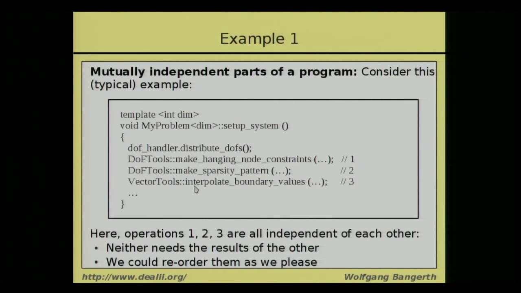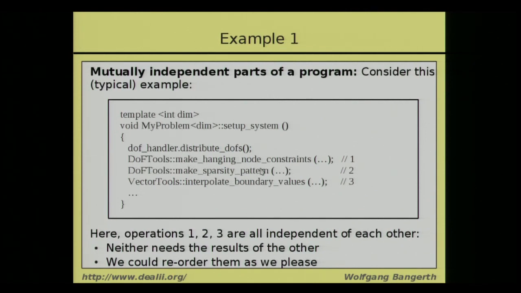On the other hand, all three of these actually depend on the distribution of the degrees of freedom on this mesh. Because if you want to find out the constraints of hanging nodes, you need to know what is the number of a degree of freedom that lives on a hanging node, for example. Likewise, if you want to build a sparsity pattern, you need to know what is the number of this degree of freedom on a particular vertex that couples with the degree of freedom on a neighboring vertex. So you need to know their numbering. So all of these three operations that I have enumerated here with 1, 2, and 3, they do depend on this operation here, and I can only run them after that.